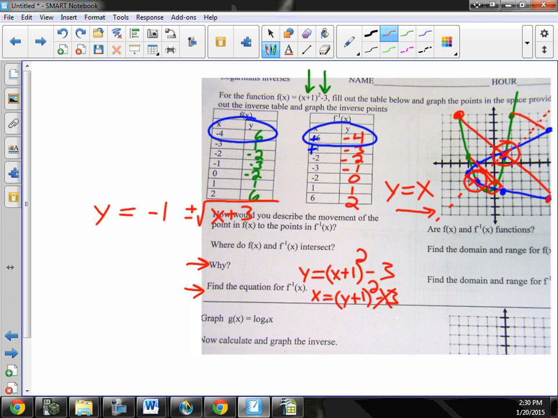So the next question says, are f of x and f inverse of x functions? F of x is. Why is f inverse not a function? Right, if we look at, my graph's getting kind of messy, but the green graph passes the vertical line test, but the blue graph fails almost everywhere it exists. It fails. And you can see that in the function. There are actually two functions. -1 plus the square root of x plus 3, which is the top half, and then -1 minus the square root of x plus 3, which is the bottom half.